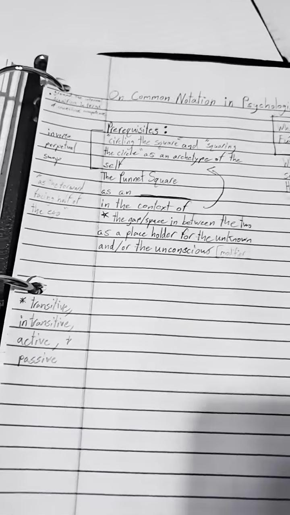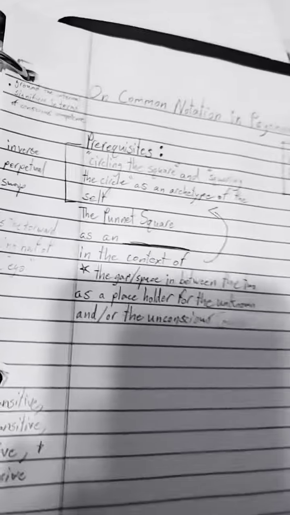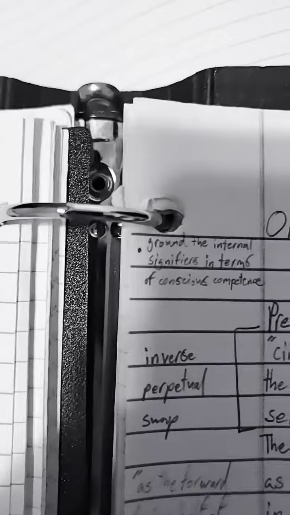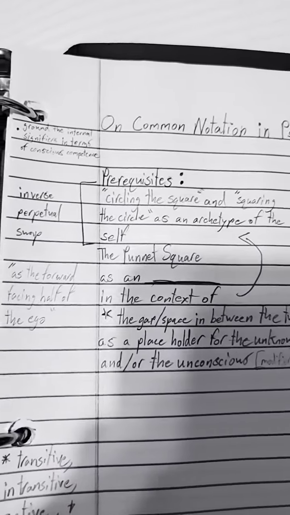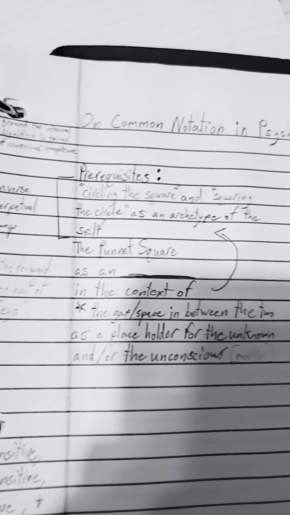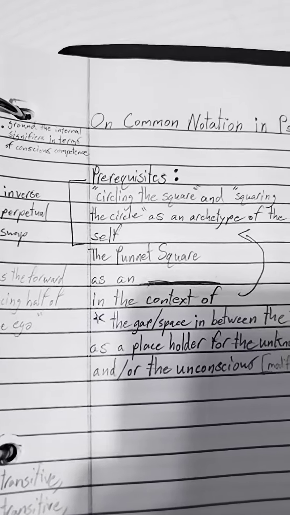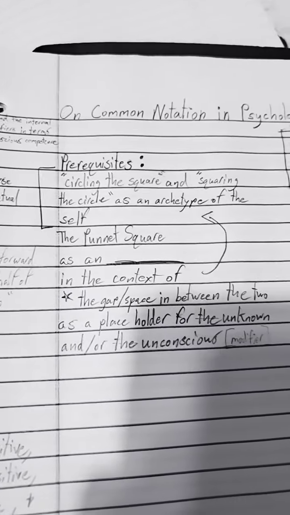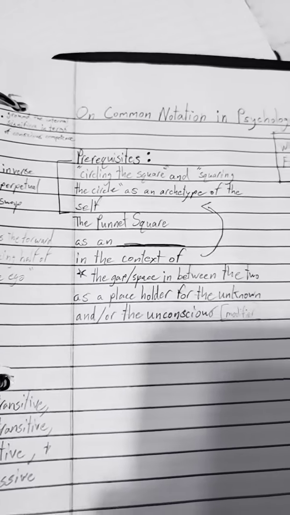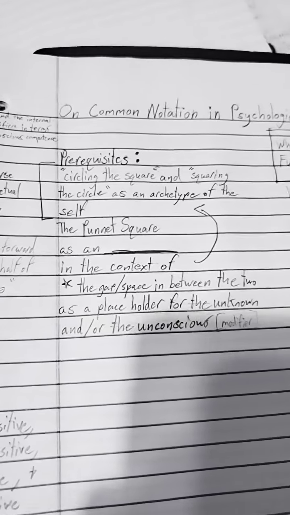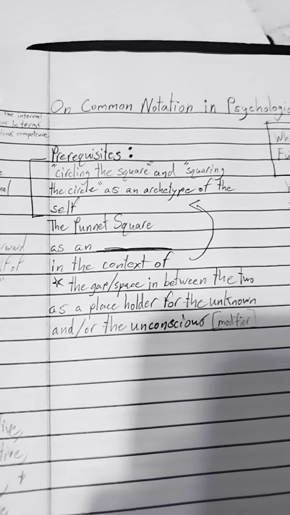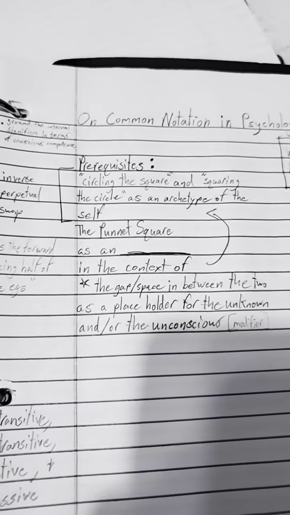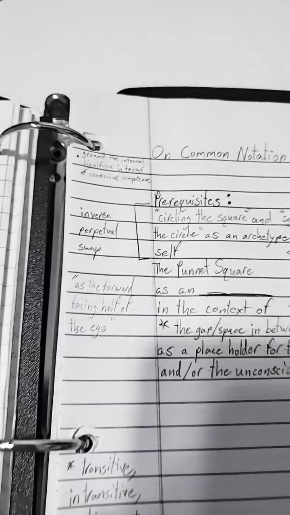Next, we're dealing with on common notation. Ground the internal signifiers in terms of conscious competence. Prerequisites: circling the square and the circle, circling the square and squaring the circle as an archetype of the self. The Punnett square as a blank in the context of the gap slash space between the two as a placeholder for the unknown and slash or the unconscious.